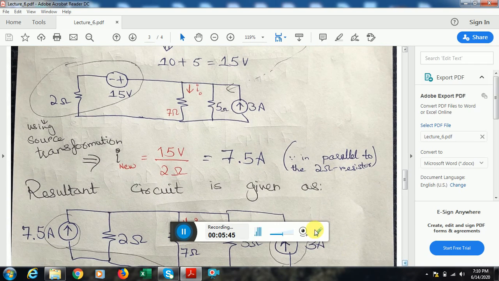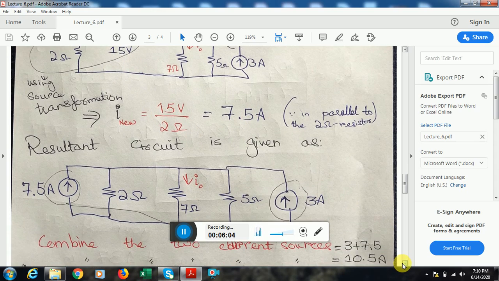So now you can see that I can use source transformation because I have a voltage source in series with a resistance. So I can find the new I, which will be I is equal to V over R, 15 by 2 ohm. So the new current source will be 7.5 amperes, and the same R equal to 2 ohm will be in the same direction. So the resultant transformed circuit is over here, 7.5 ampere in the upward direction, 2 ohm, and this is how I get the resultant circuit.